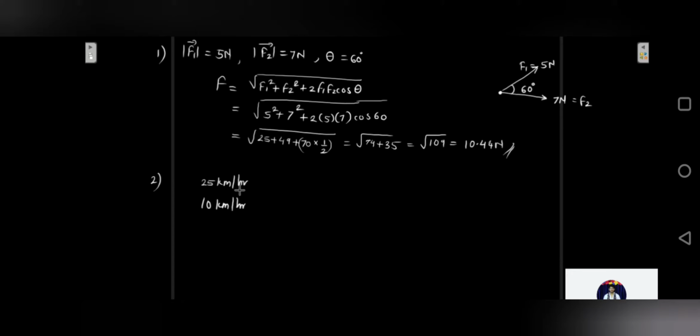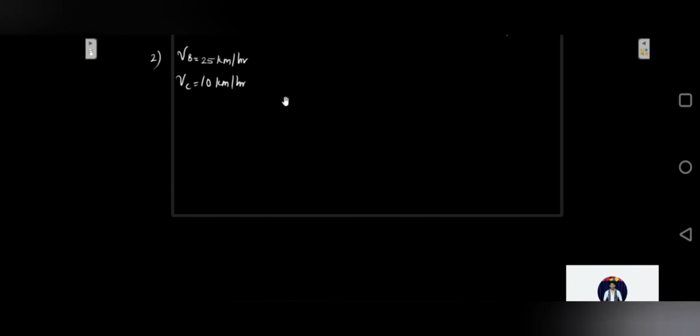I'll repeat the question. A motor boat is racing towards north at 25 kilometers per hour and the water current in that region is 10 kilometers per hour. Okay, so this is the velocity of the current and this is the velocity of the boat. In the direction of 60 degrees east of south, find the resultant velocity of the boat. Okay, let's proceed with the solution.